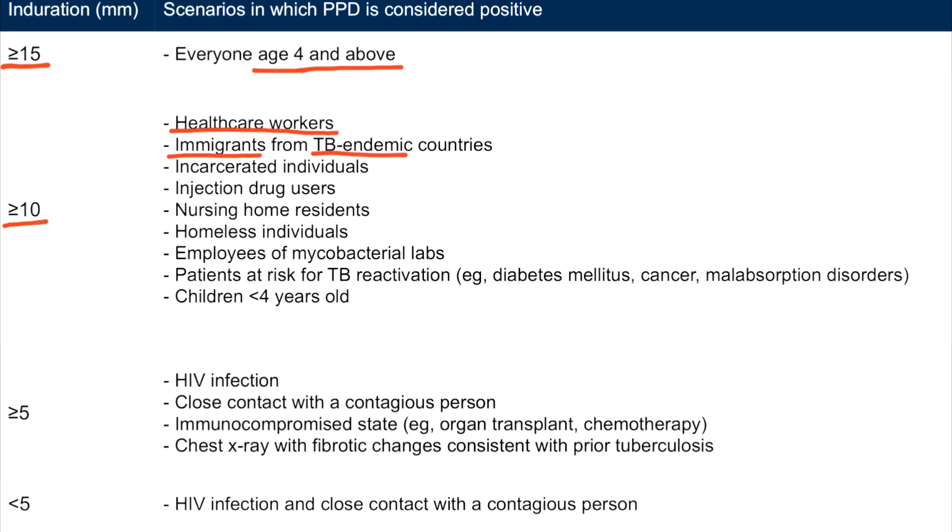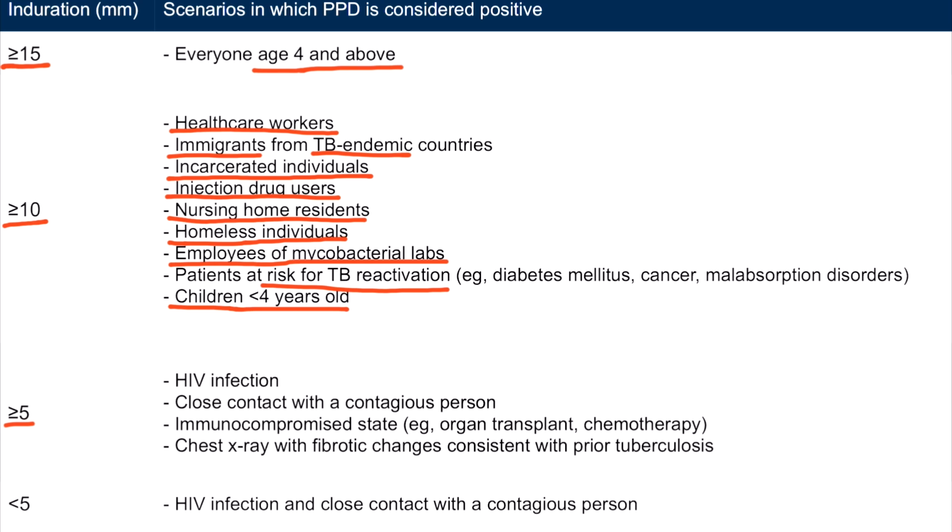A smaller cutoff of greater than or equal to 10 millimeters is considered positive in healthcare workers, immigrants from TB endemic countries, incarcerated individuals, injection drug users, nursing home residents, homeless individuals, employees of mycobacterial labs, patients at risk for TB reactivation, such as those with diabetes mellitus, cancer, or malabsorption disorders, and finally, children less than 4 years old.